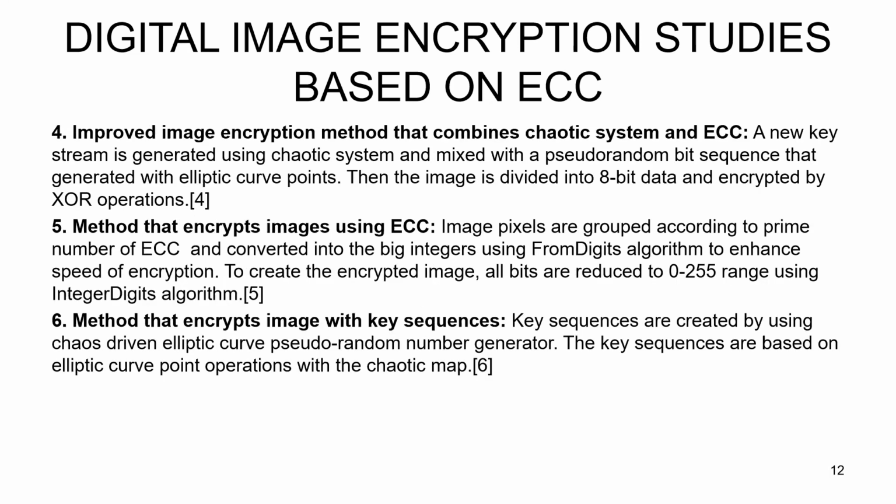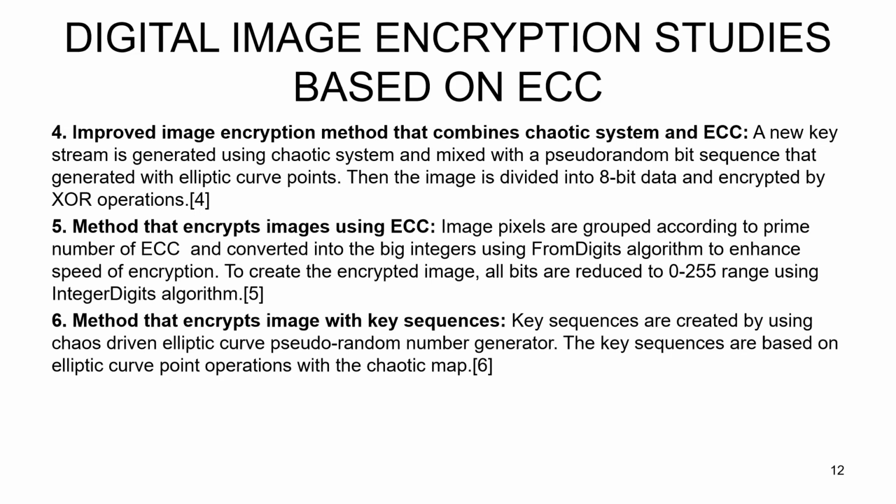Number four, improved image encryption method that combines chaotic system and ECC. A new key stream is generated using a chaotic system and mixed with a pseudo-random bit sequence that is generated with elliptic curve points. Then the image is divided into 8-bit data and encrypted by XOR operations.